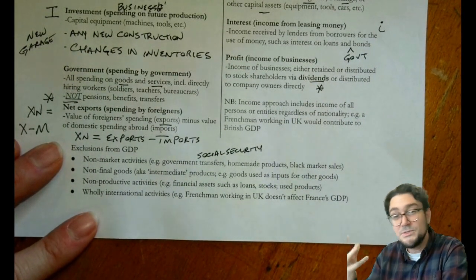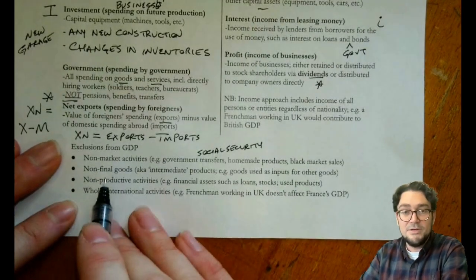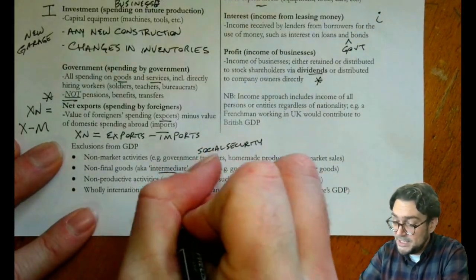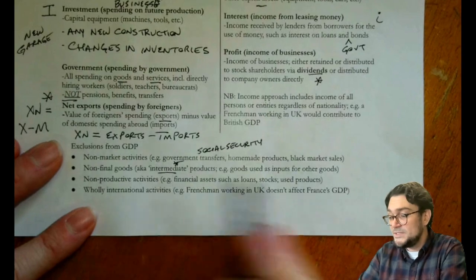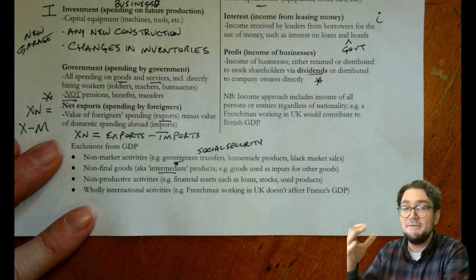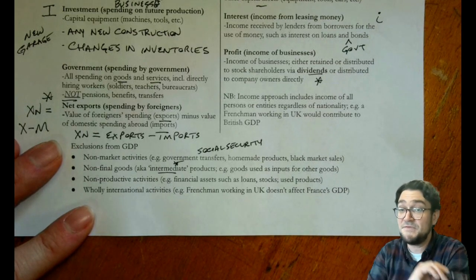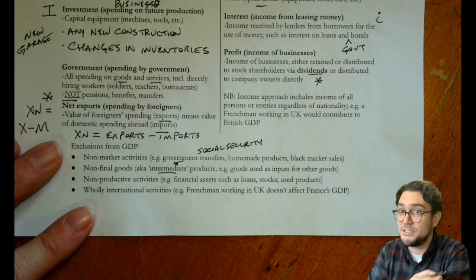Black market goods. Those are not technically a legal market, and so those wouldn't count in GDP. Non-final goods. These are called intermediate goods, so that's another term to know. These are things that are used as inputs for other things. So when you go to buy a brand new car, and if it has Firestone tires on it, the price that the car company paid to Firestone for those tires doesn't count in GDP.